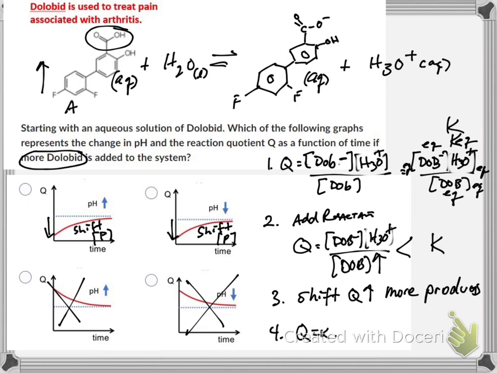And so now the question is, what happens to the pH here? That's the difference between these two options. And now we just look at the role of the reactant. The role of the reactant is an acid. We added more acid, so pH must go down. That gives us this answer.